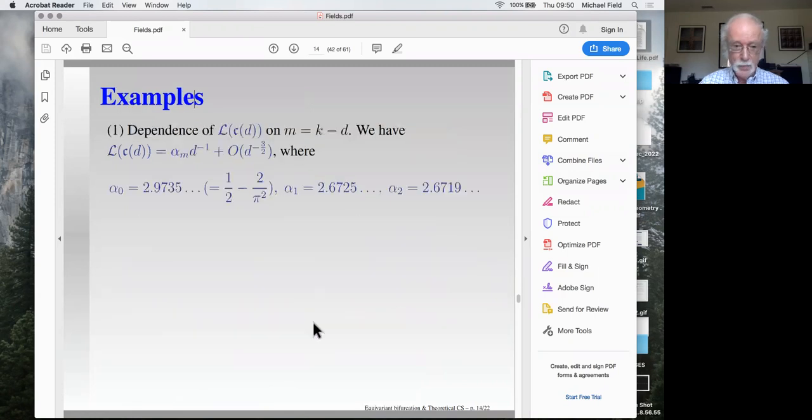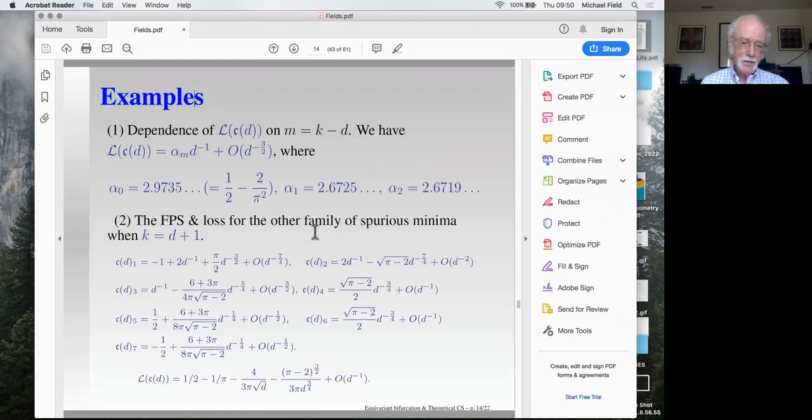So let me just show you the sort of formulas you get here. Let's look at the dependence of the loss on K minus D for this family I'm talking about. What you find is the loss looks like a constant plus terms in 1 over D to the 3/2. Here, the first one is actually explicit. That's when K equals D, and it's 1/2 minus 1, 2 on pi squared. The others you have to compute. It's actually decreasing here. So this is the sort of spurious minima that comes up in practice. It's not as bad as it might be because of the decay rate of the loss. So even though it's not giving you the global minimum, when D is large, it's giving you pretty close to the global minimum.